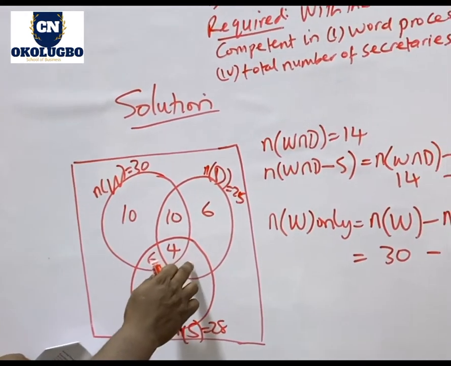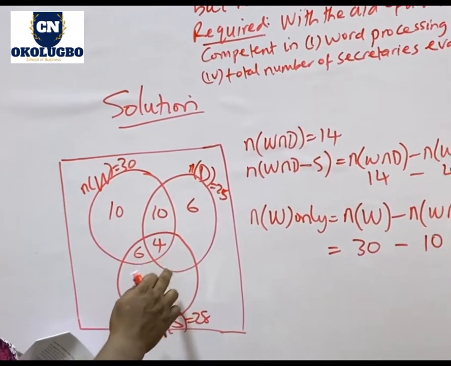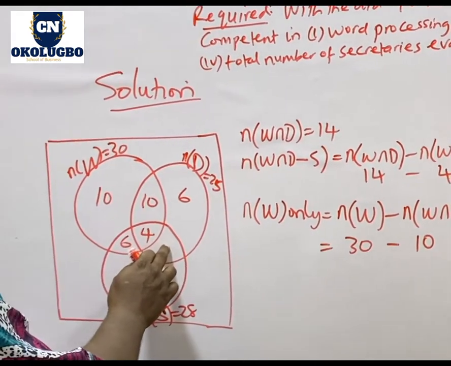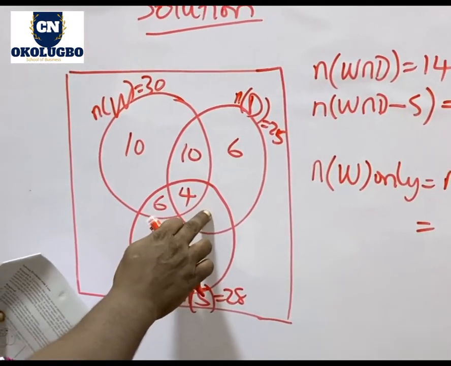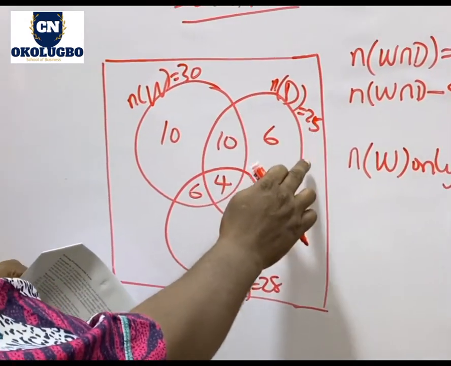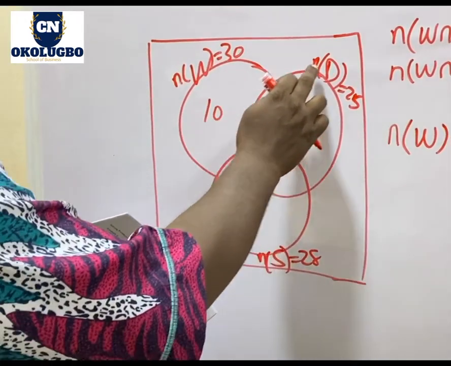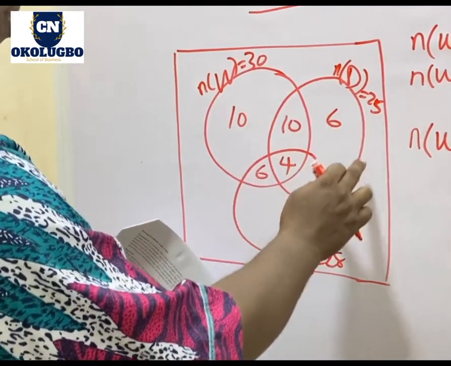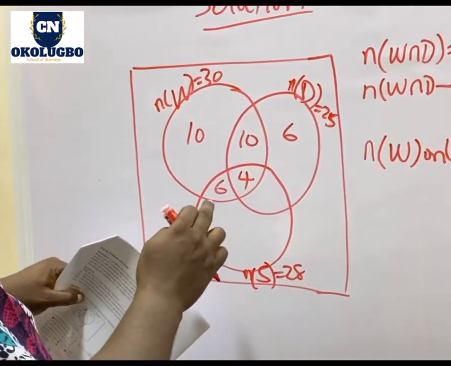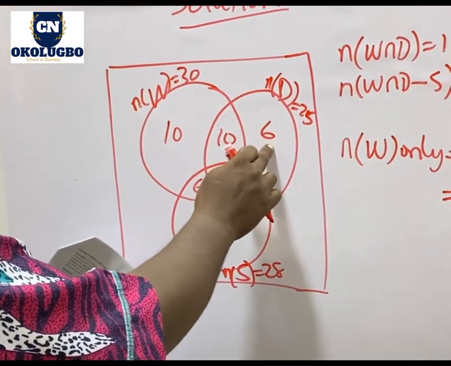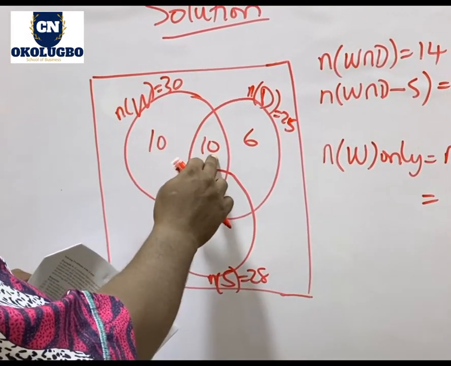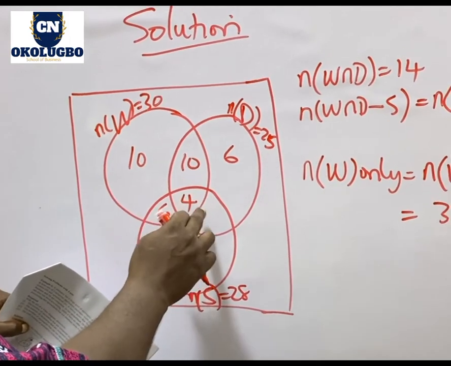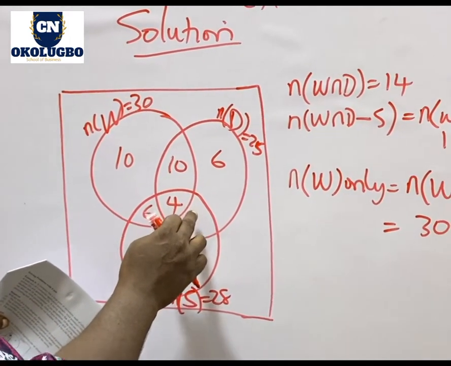Now we have to find this. And how do we find this? This sector is part of the database, the number of secretaries who can use the database. So we already have this one, can use only. We already have the intersection with this only. We already have all 3. So we need to find this one.